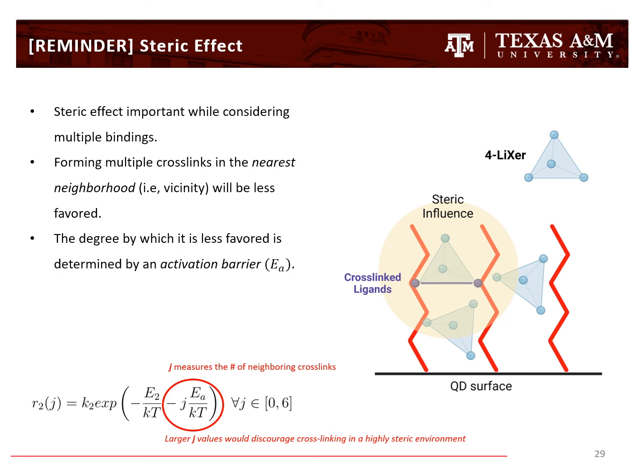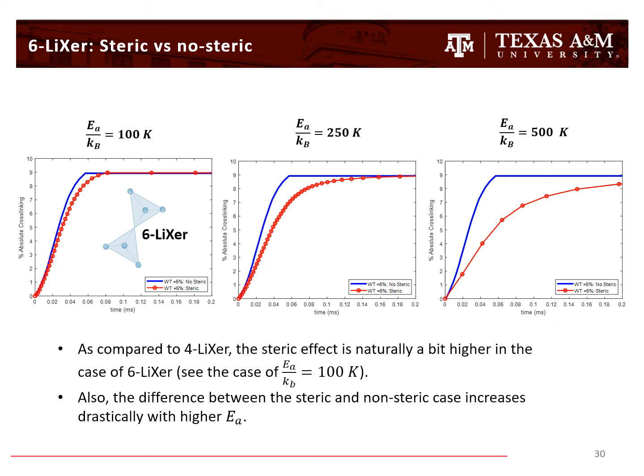I mentioned the steric effect, where I said that if a bulky linker like this is already bonded and another linker wants to come in the vicinity and bond there, it's difficult, and we have this energy barrier. So we studied how this steric barrier is going to affect the cross-linking. When you have a very low steric barrier, it really doesn't make a difference. The blue and red curves are for the steric and no steric case, and even for 6 linkers it doesn't really make a difference.